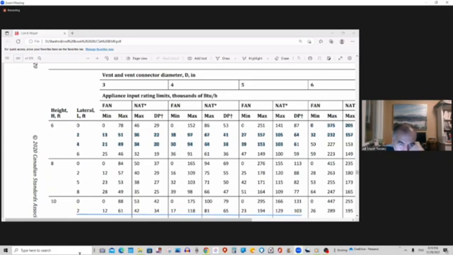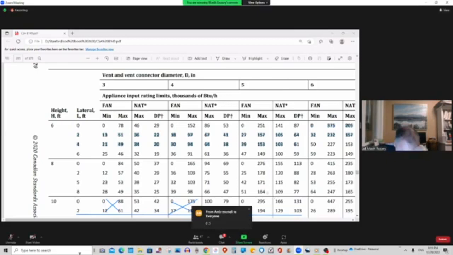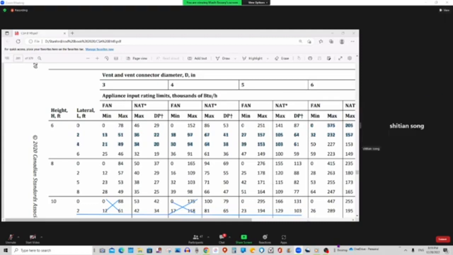Now, this fan assisted. The first fan assisted is 12 and 61, so I don't want the first one. The second fan assisted, 17 and 118, I don't want it. The third one is 23, 194. But I said it does not comply with 8.2.1. What does it mean? That means a loose house.